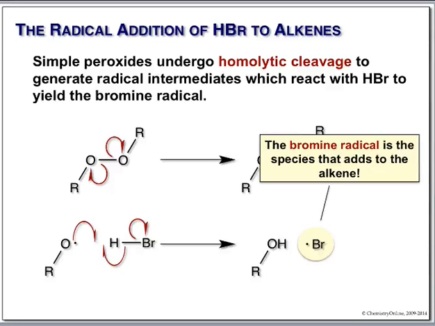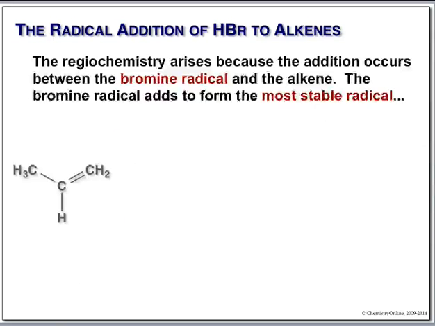Okay? In the ionic addition, we added the proton. Here, we're going to add Br radical. Now, our bromine radical is going to add to this. And what do you think it's going to form? The most stable radical. It's going to add to our double bond in such a way that it gives the most stable radical. Just like the proton added to give the most stable carbocation.